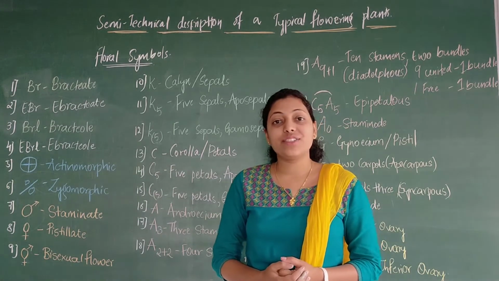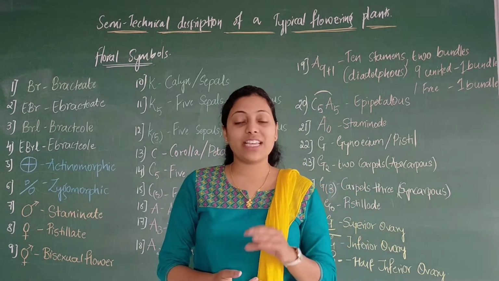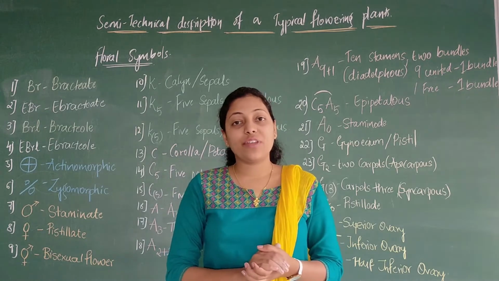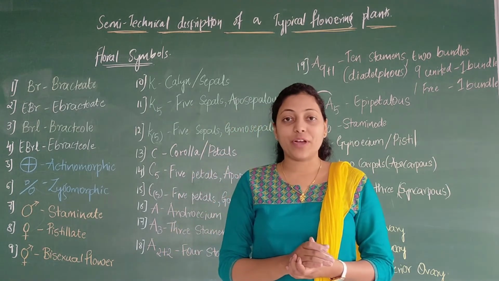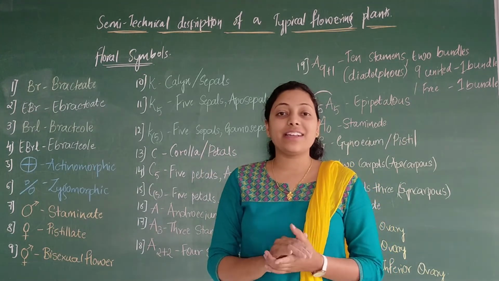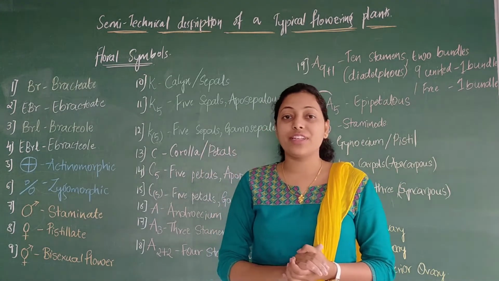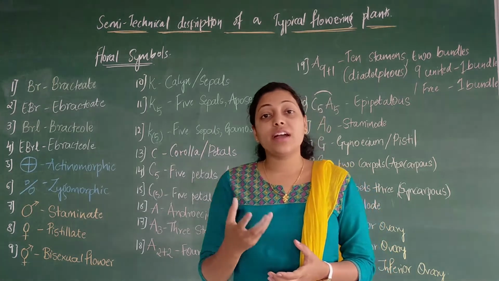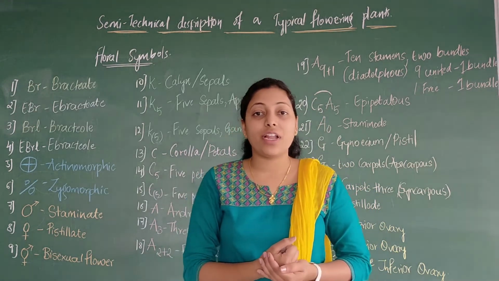So, dear students, you all know that we are dealing with chapter number 5. We are at the end part of chapter number 5, which has only one last part, that is the semi-technical description of a typical flowering plant. So, here we are about to describe a typical flowering plant.